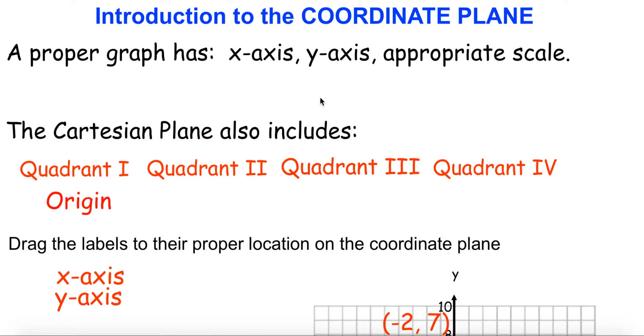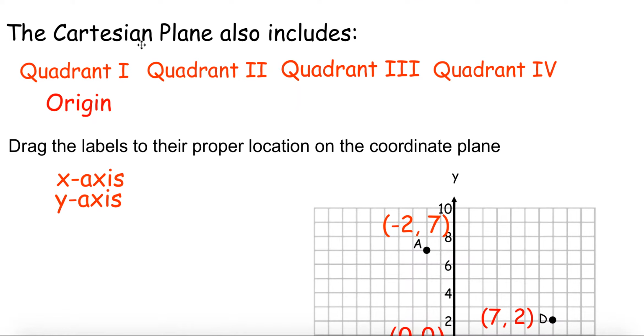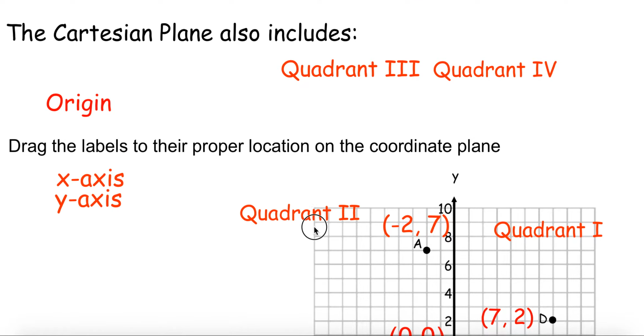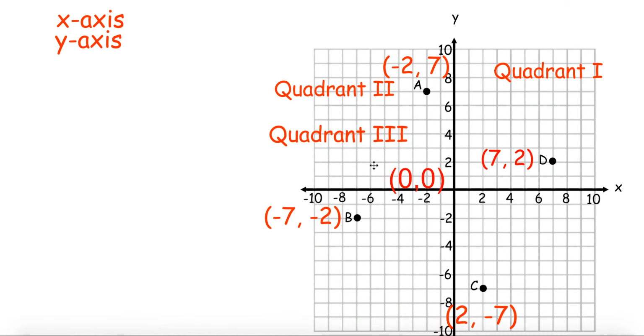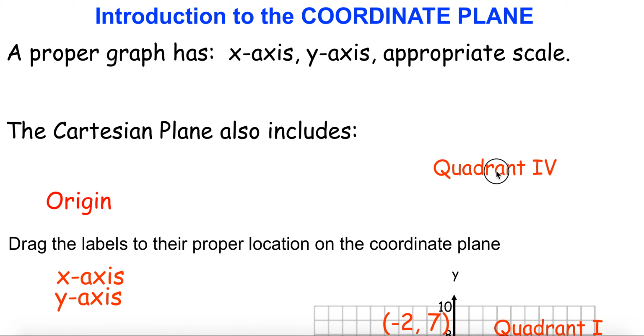So just looking at what we looked at the other day, a proper graph has an x and y axis and an appropriate scale. We need to make sure our scale fits our graph. Then we looked at the different quadrants, so we've got quadrant 1, 2, 3, and 4.